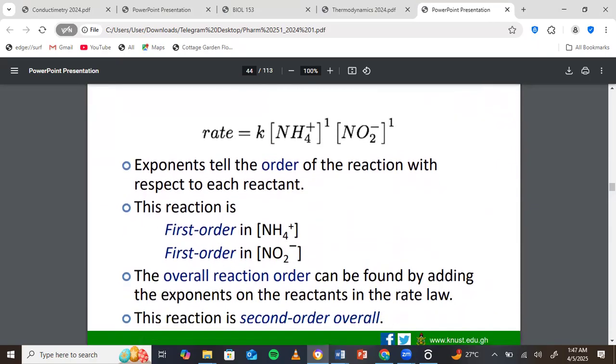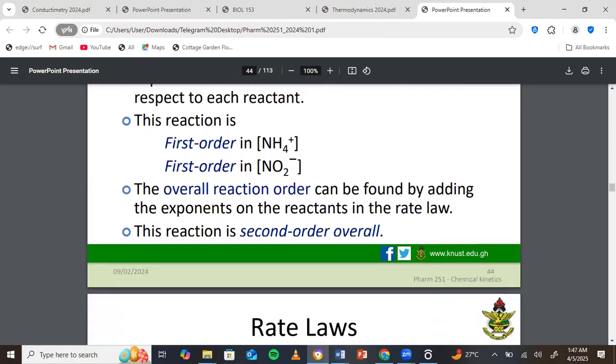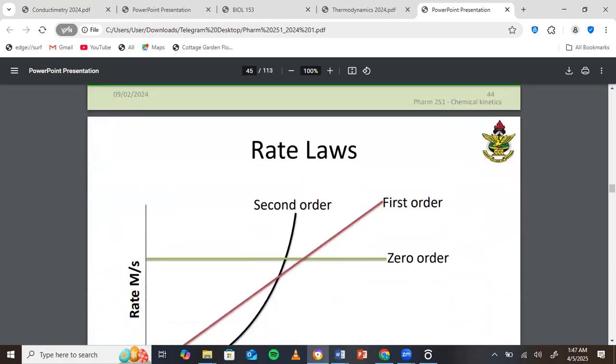Now, for this general rate law, we can define the rate as it applies to every species here, and then we can define the overall rate. Now, this rate of reaction is first order with respect to the ammonium, first order with respect to the nitrite ion, but overall we add 1 plus 1, the one here and the one here, and then we get 2. So overall, the rate is second order.